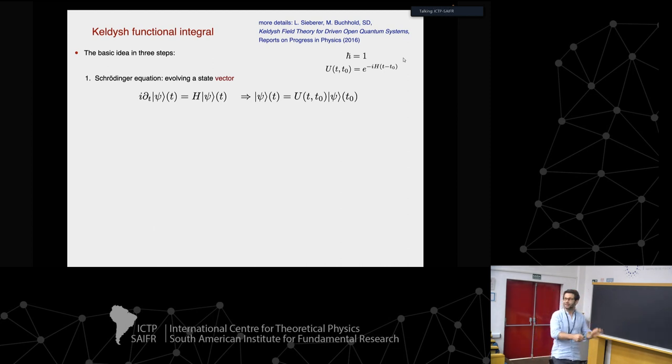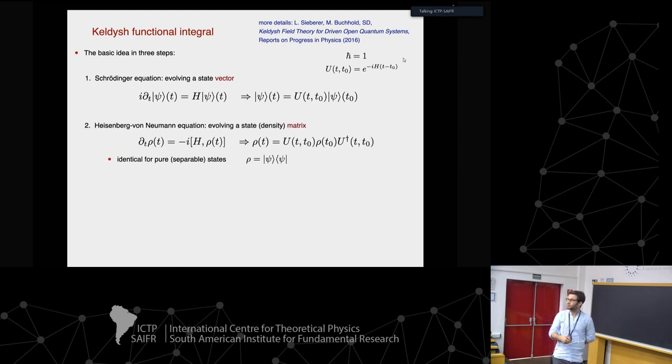So we can look at this Keldysh functional integral in three main steps. And I pick you up where you know the physics. When we have a Schrödinger equation, we can think of it mathematically as evolving a state vector. This is a vector in Hilbert space, which evolves according to the Schrödinger equation. I can write it either in a differential form, or in this integrated form, where the unitary operator is just the exponentiated Hamiltonian.